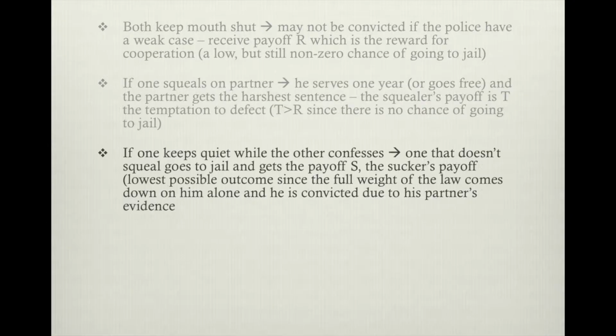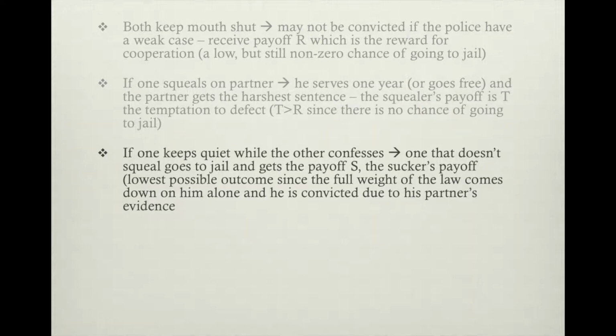If one partner squeals on their partner, he or she will serve 1 year or perhaps even go free as their partner receives the harshest sentence. So the person who's squealing is considered to be defecting in this context. The person who kept their mouth shut is considered to be cooperating. The squealer's payoff is T, the temptation to defect. For a situation to qualify as a prisoner's dilemma, T has to be greater than R. So T might be going free, whereas R was a 1 year sentence for a lesser charge.